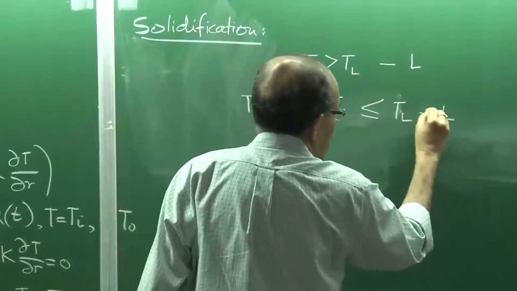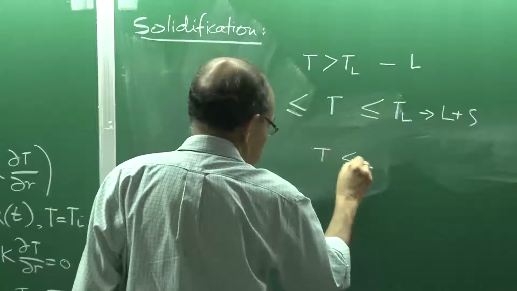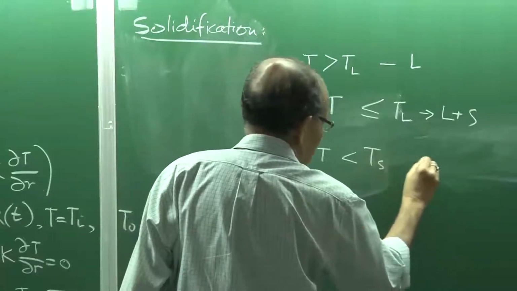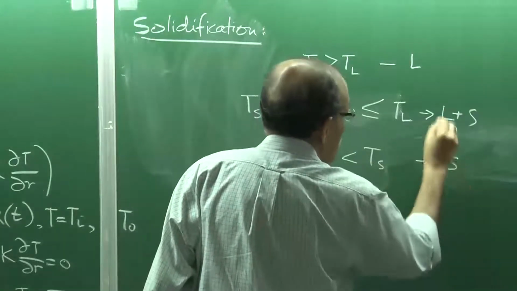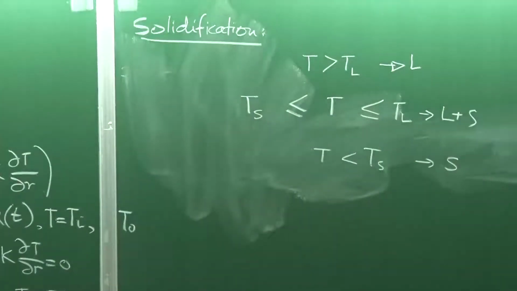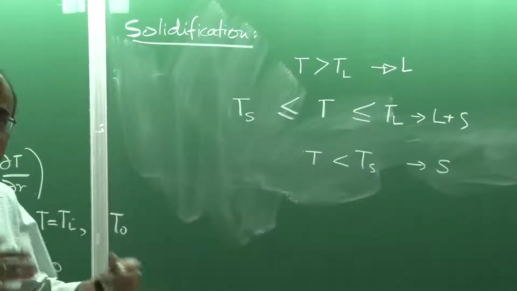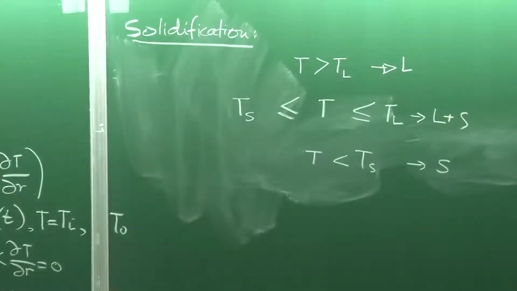This is liquid plus solid phase, and then when T is less than T solidus, we have only solid phase. So as the temperature goes down, phase changes take place. So the heat transfer coupled with phase transformation is a characteristic of the solidification process.